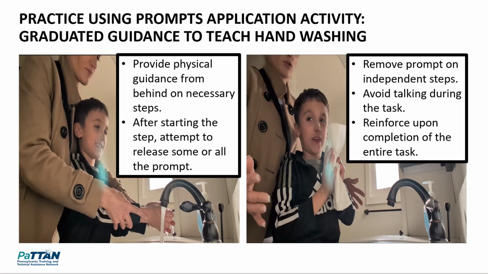So every time I let him do all those steps independently, I would be there as a spotter, ready to prompt if he needed, but he did it independently until he got to that step where he rubs his hands. And then I used physical guidance to get it started. And I gradually released once I could feel him doing it more on his own. And when he completed the rest of the task independently, I would reinforce the completion of the task.